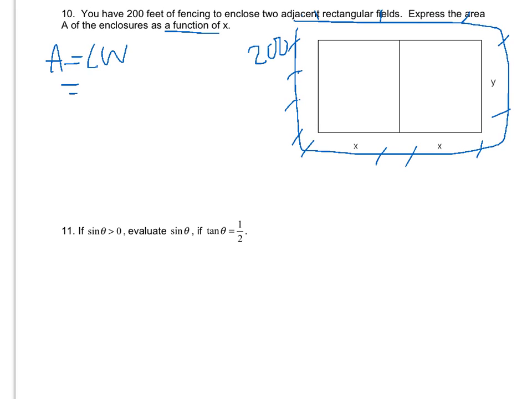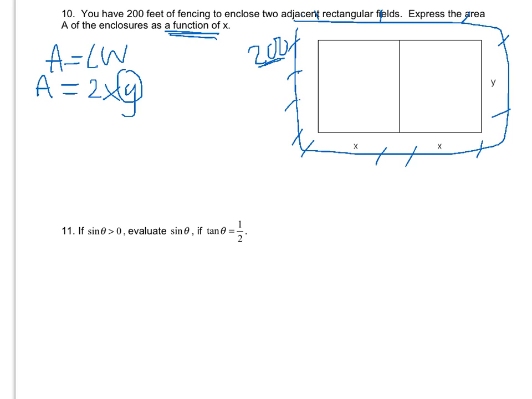So let's see what we have so far. Area is length times width. So I've got the length to be 2x, and I've got the width to be y. Problem right now is this y right here. If it's as a function of x, you cannot have that y in there. But I have other information I could possibly use, and maybe I have a secondary equation that I could use. So let's see what I can do with this 200.